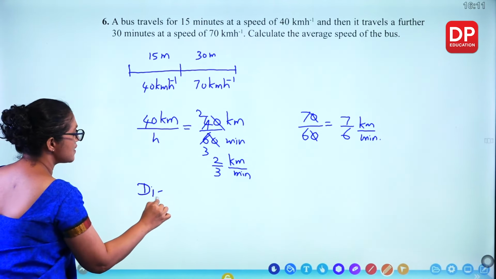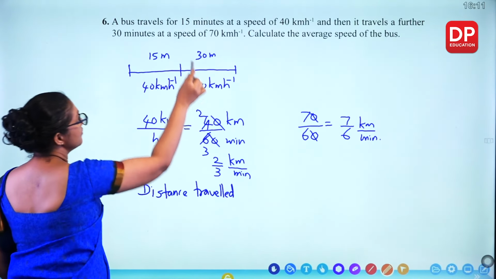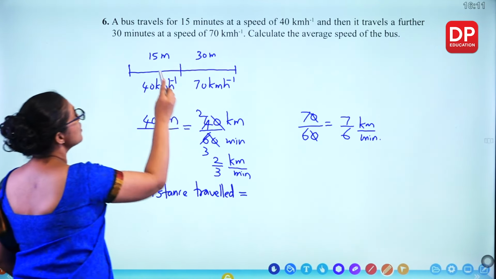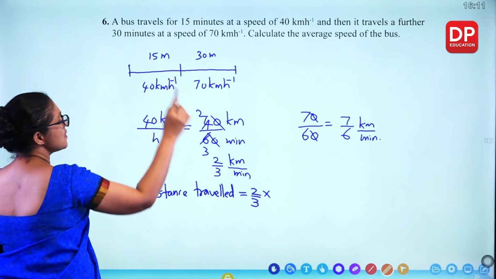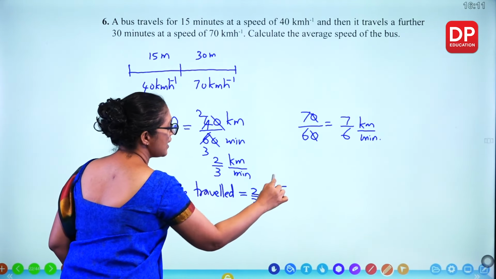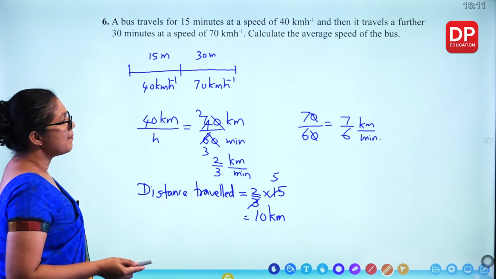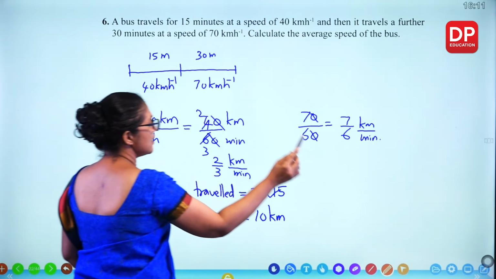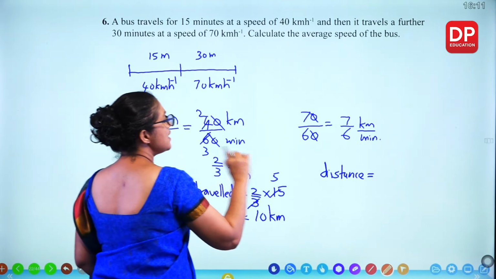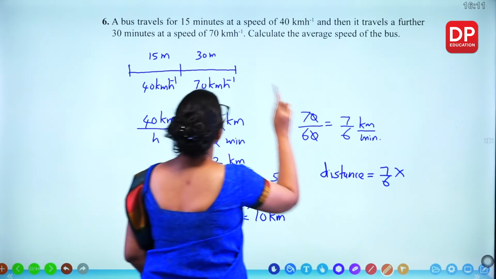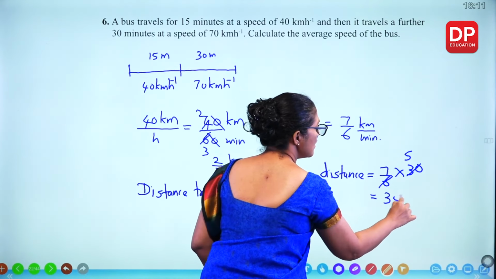Now we need to find out distance traveled here and here. So first we'll find out distance traveled in this part. So speed is this one, 2/3, and time is 15 minutes. So you get 10 kilometers. What about the other part? For this part, what's the distance traveled? Distance traveled is, speed is 7/6 and within 30 minutes you get 35 kilometers.